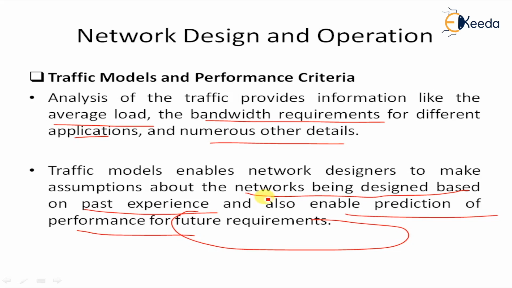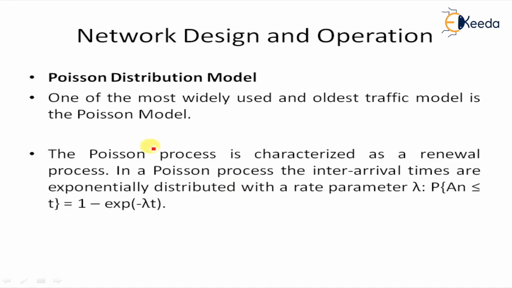Start with the first, the Poisson distribution model. This is one of the most widely used and oldest traffic models, known as the Poisson model. The memoryless Poisson distribution is the predominant model used for analyzing traffic in the tradition of the telephone network. The Poisson distributed process, or Poisson process, is characterized as a renewal process. In a Poisson process, the inter-arrival times are exponentially distributed with the rate parameter lambda. This is the equation given over here.